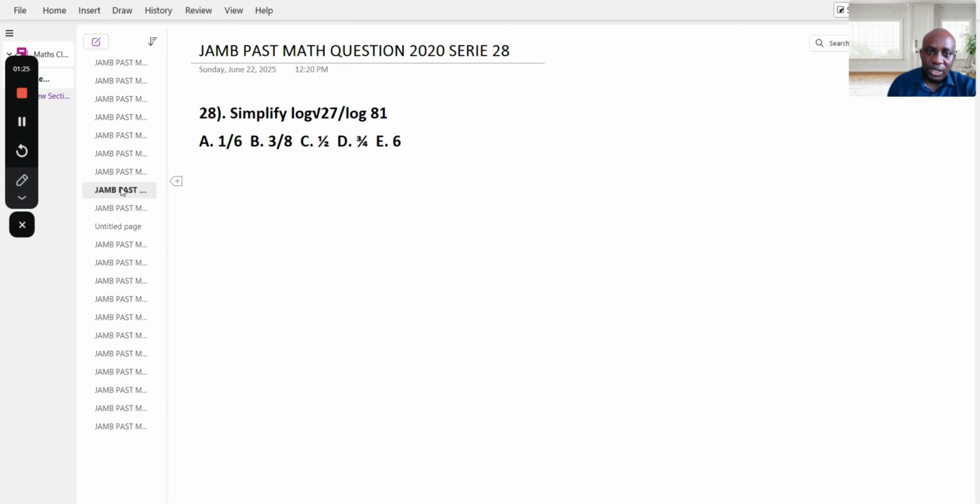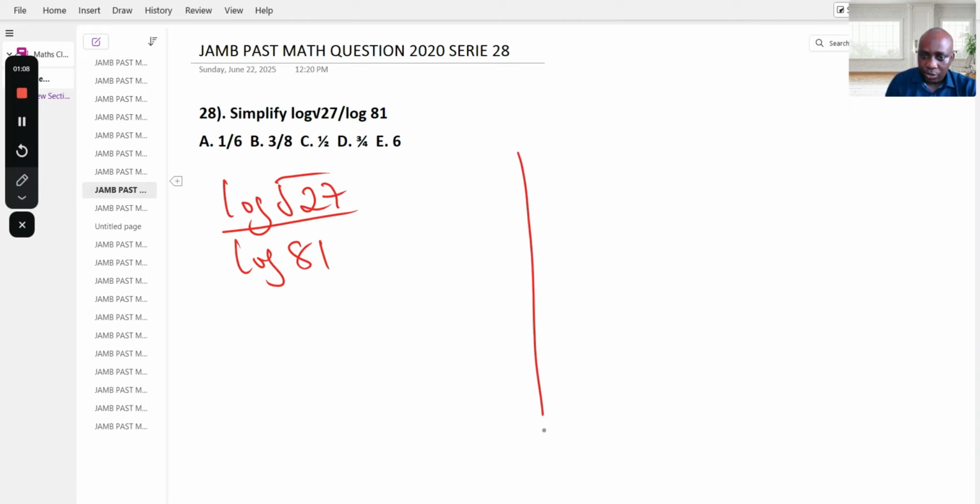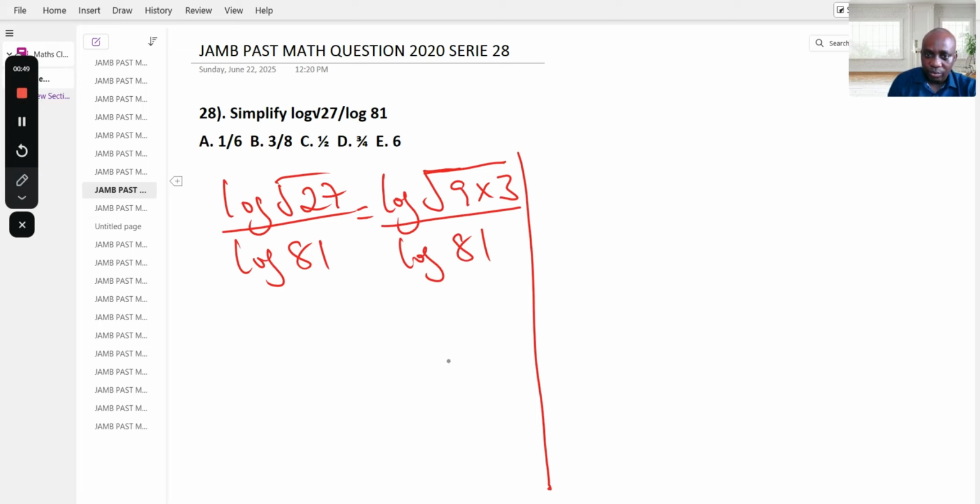Simplify log square root of 27 over log 81. Let me write out the question. Now, let me divide this page so that I don't have to move to the other side. Therefore, what are we going to do? Let me break down this one. 9 times 3 is the same thing as 27, isn't it? Log 81. Yes, let's turn this to base 3.